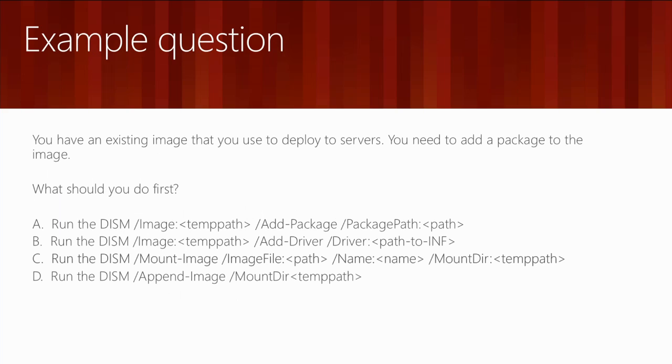All right, brings us to our first example question. You have an existing image that you use to deploy to servers. That means it's an install image. You need to add a package to the image. What should you do first? Yeah, that one's pretty easy. I already gave the answer on that one. All right, C.